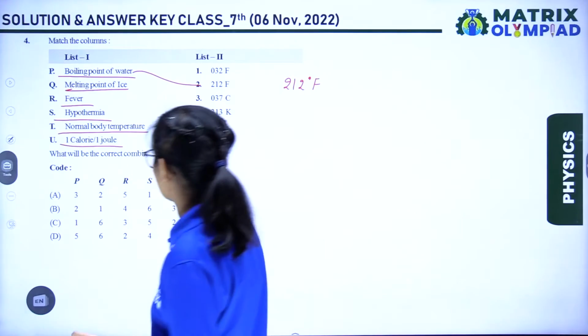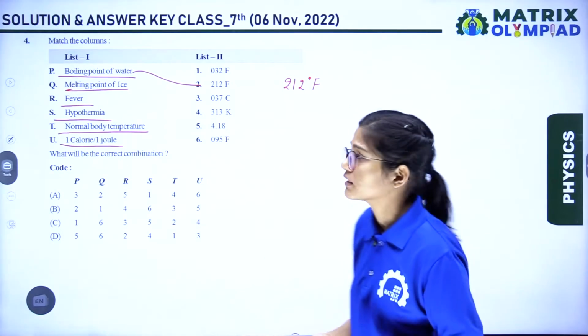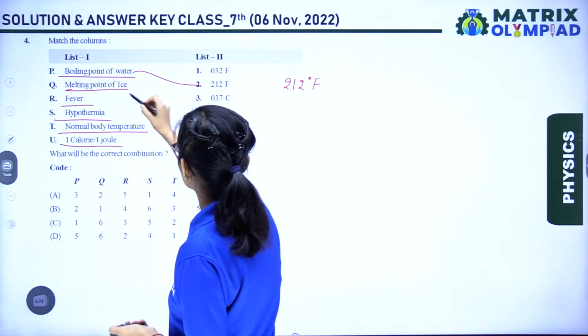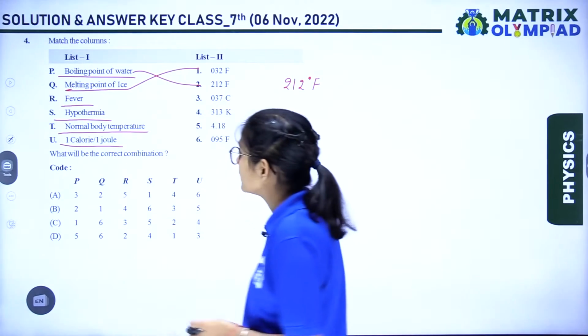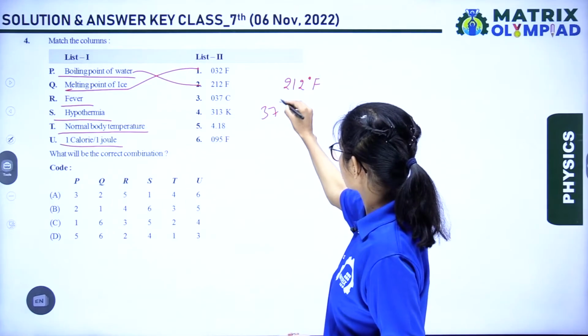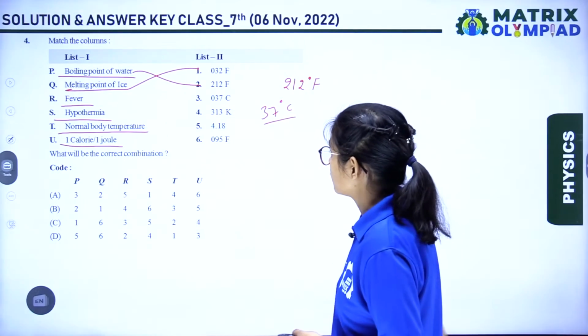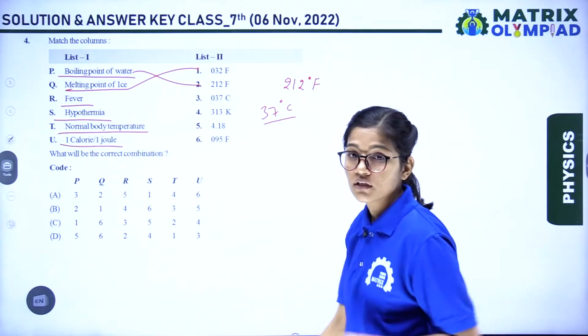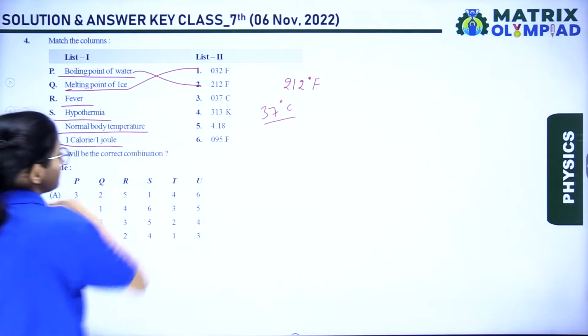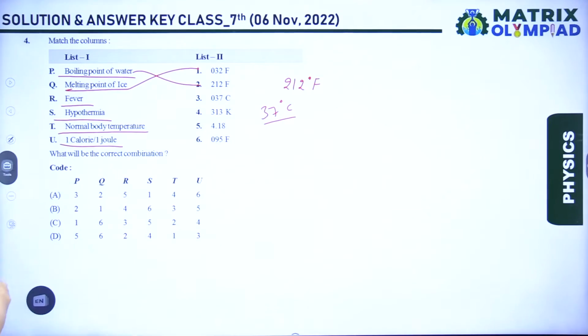And melting point of ice, at temperature point when ice started to melt, that is 0 degree Celsius, and I can say that is 32 degree Fahrenheit. Okay, what is the normal body temperature? That is 37 degree Celsius. When you have a fever, then it will be raised. So in fever, body temperature will be more than 37 degree Celsius.